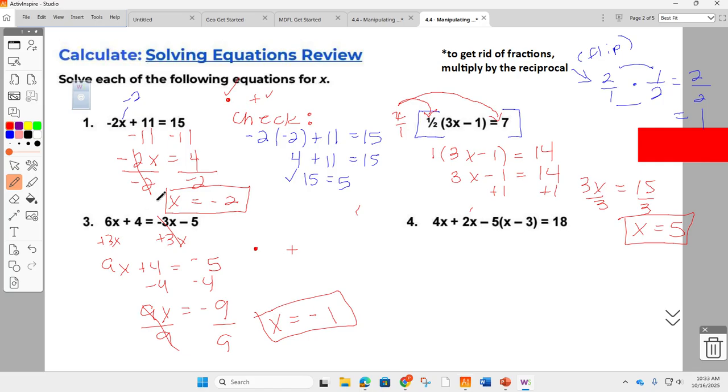I plug in that here. 6 times negative 1 is negative 6. Negative 6 plus 4 would be negative 2. Negative 3 times negative 1 is positive 3. Positive 3 times 5 would give me negative 2. So negative 2 equals negative 2.